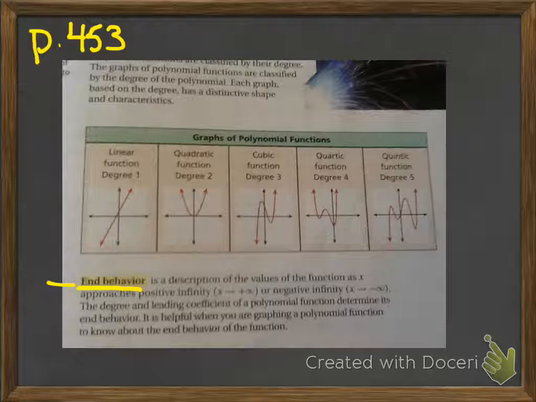End behavior basically says as it approaches positive infinity, which way is the graph going? As it approaches negative infinity, which way is the graph going? In other words, as it goes to the right, which way is it going, up or down? As it goes to the left, which way is it going, up or down?